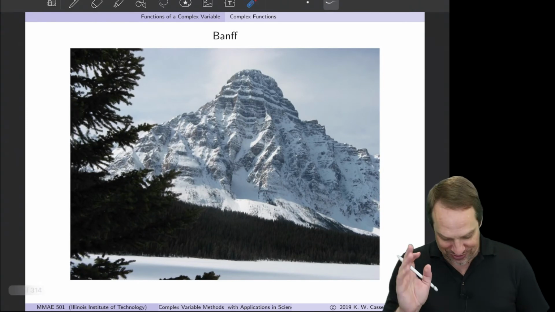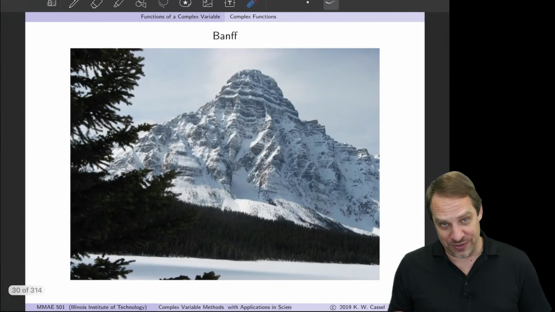Like I said, last one, sorry about that. It is beautiful though, you have to admit.